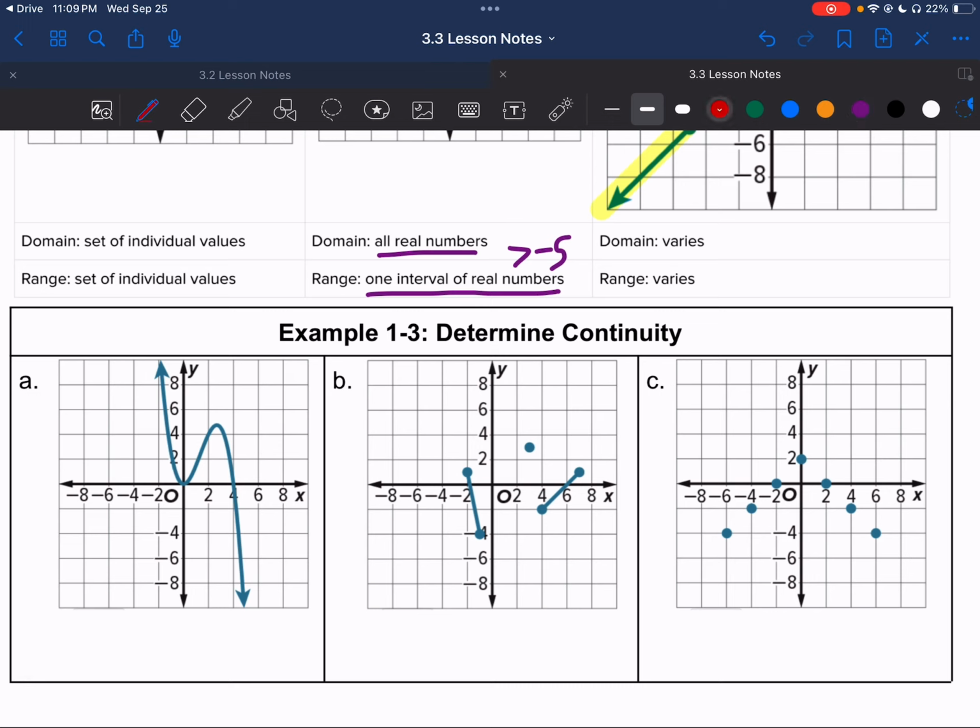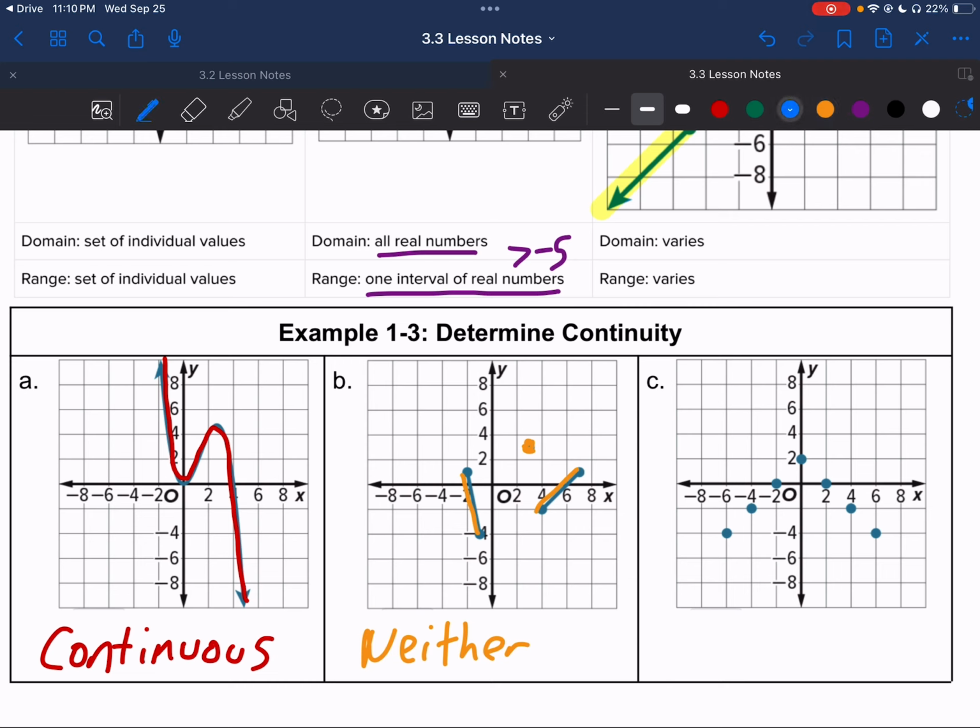So our first one here, I have a curve that goes up. So it's trending down, then it goes up, and then it comes back down again. But all of those points are connected, so that is continuous. Our middle graph here, we've got a line segment there, we've got a line segment there, we've got a point right there. This is going to be neither. It is not made up of solely a curve that is connected. It is not solely made up of individual points, so it is neither of the two scenarios.